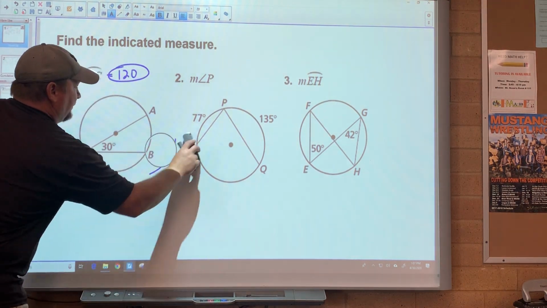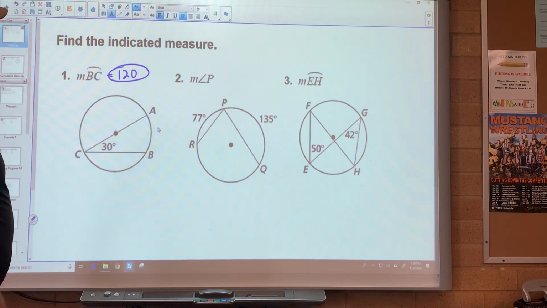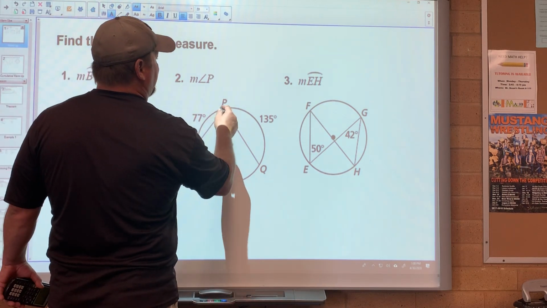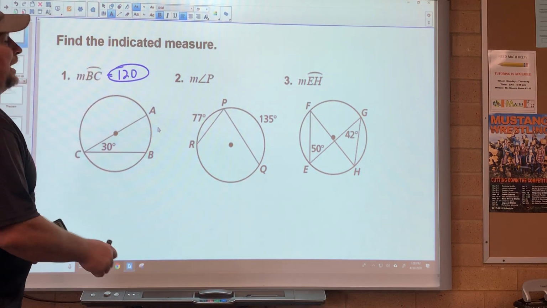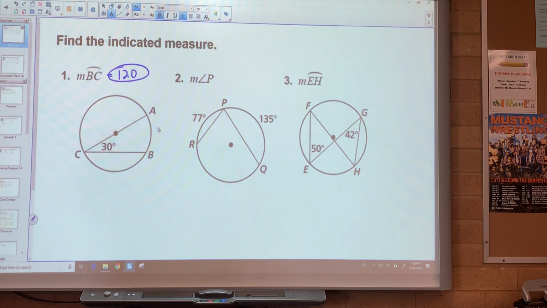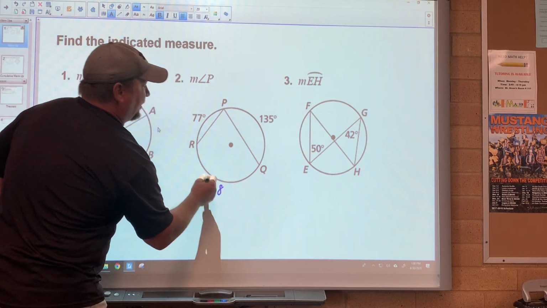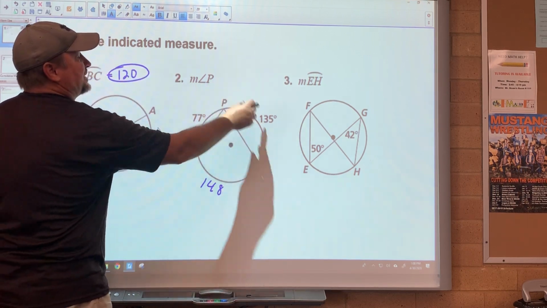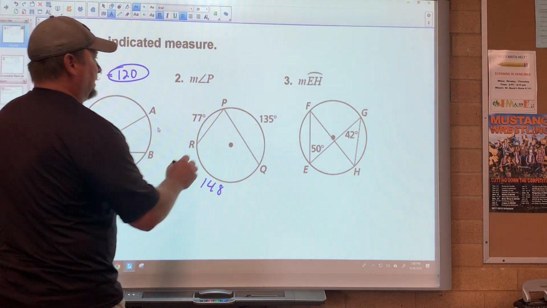Okay, well, that one's done. All right, let's go find this one. We've got 77. We want to find the measure of angle P. Well, to do that, we've got to find arc R to Q. So I know that 360 is the total, so I'm just going to take 360, subtract 77, and subtract 135. And that gives me 148. Once I have 148, I'll cut that in half, and that'll be 74.